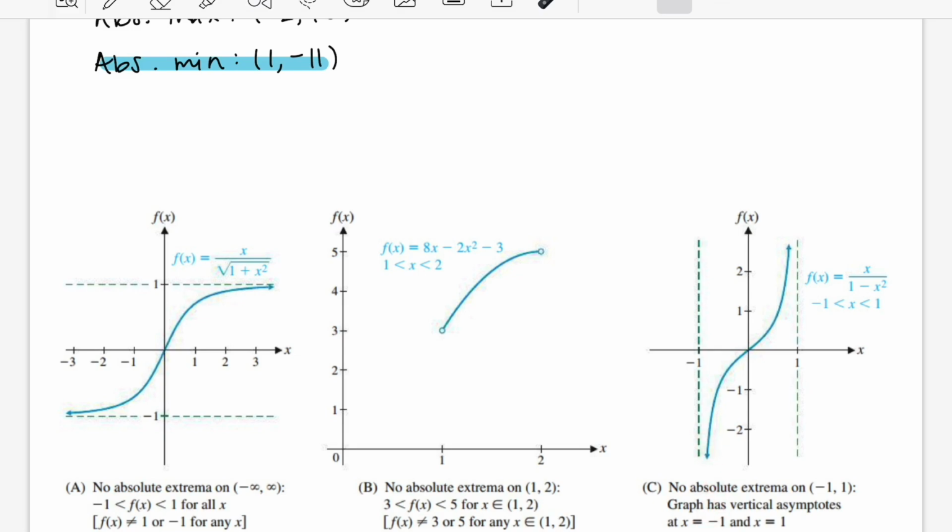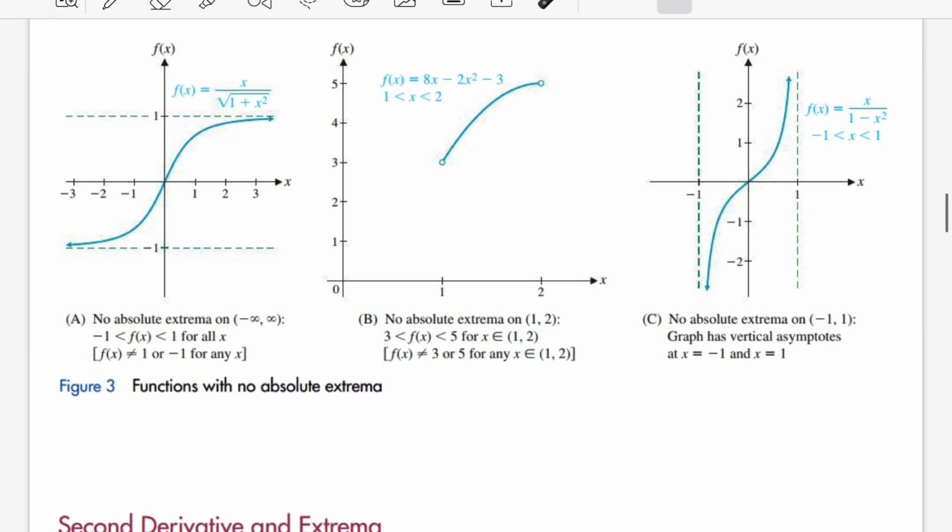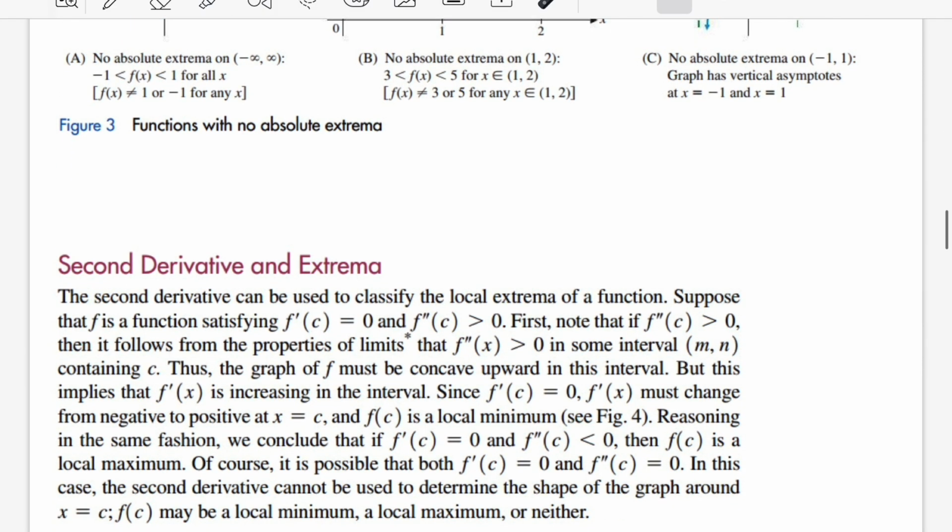So, in general, when we do not have a closed interval, the best way to find local extrema is to sketch a graph of the function like we've been doing in the past several sections. However, we'll see in this chapter that we can use the second derivative test to identify local extrema, which will be very helpful when we don't want to draw the graph of the function. So that leads us to the second derivative and extrema here.